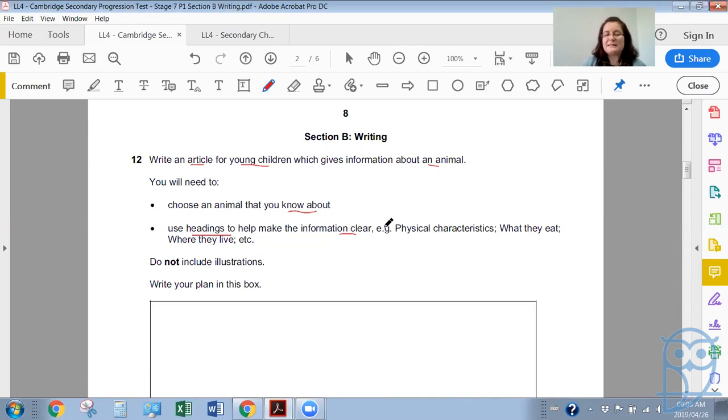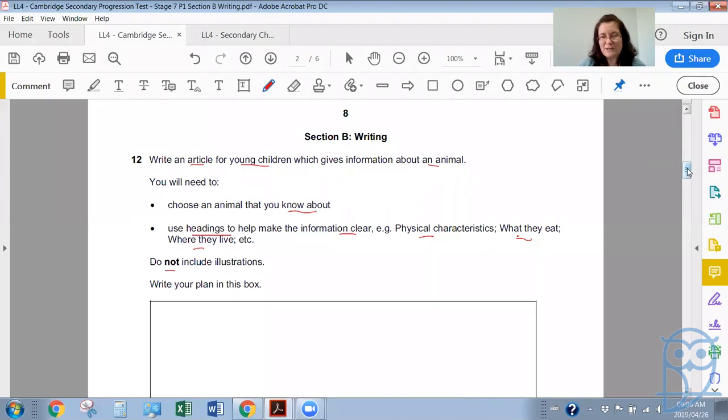So some headings are suggested. Physical characteristics of the animal, what they eat, where they live, etc. Okay, it says do not include illustrations. So because it's an article, you might be tempted to put in illustrations. You don't have time for that. That is not what you're being tested on. You're being tested on your writing skills.